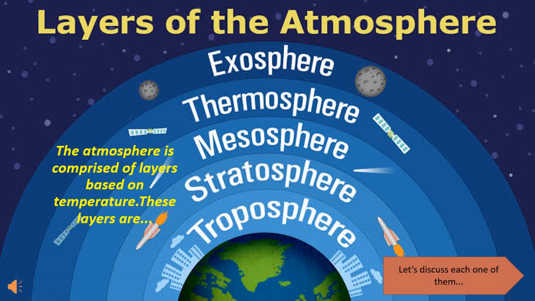Layers of the atmosphere. The atmosphere is comprised of layers based on temperature. These layers are troposphere, stratosphere, mesosphere, thermosphere, and exosphere. Let's discuss each one of them.